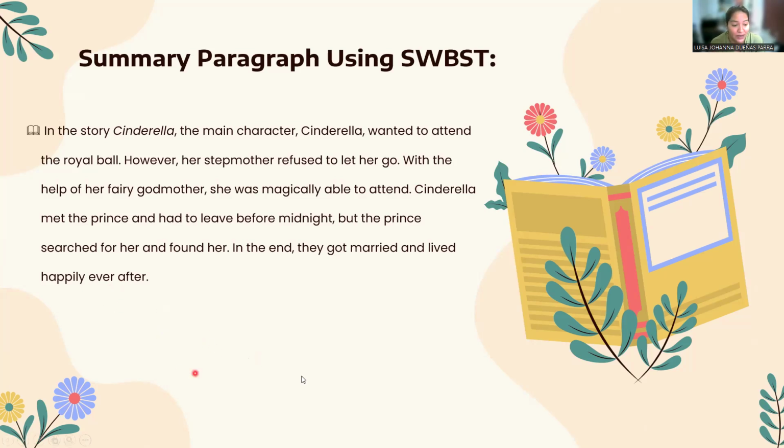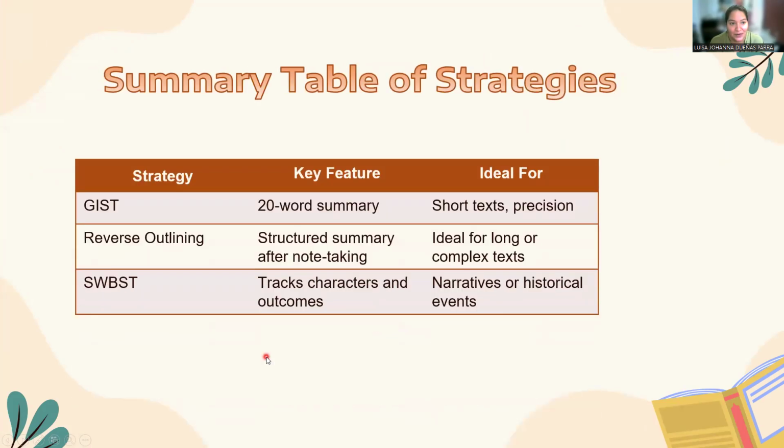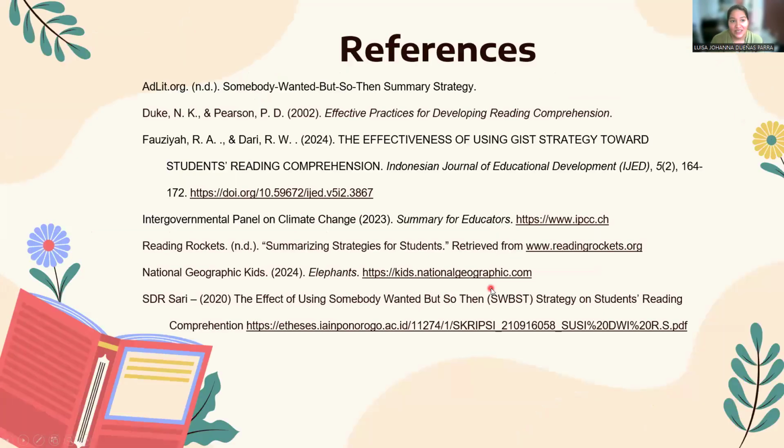Now, let me explain and summarize what we already explained with a table. For example, GIST: gives key features, a 20-word summary, ideal for short text and precision. Reverse outlining: structured summary after note taking, ideal for long or complex text. SWBST: tracks characters and outcomes, ideal for narrative or historical events. So, academic reference here.